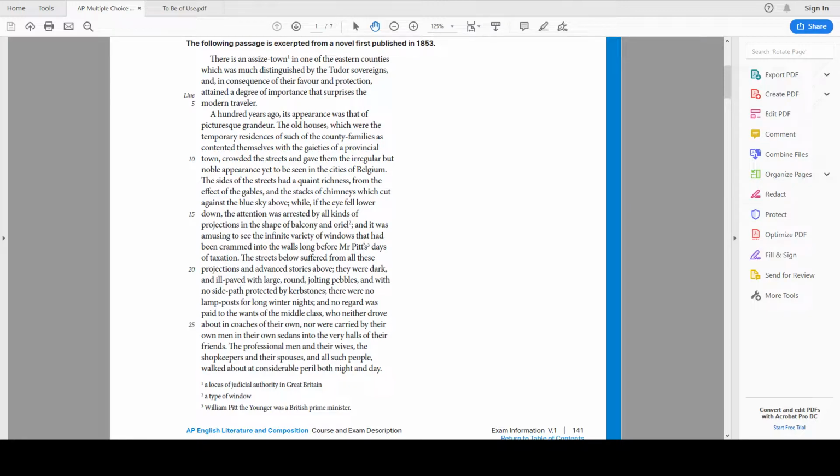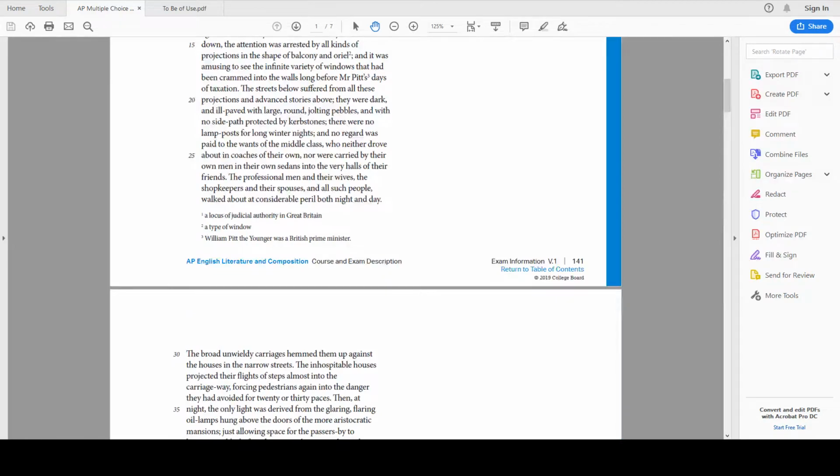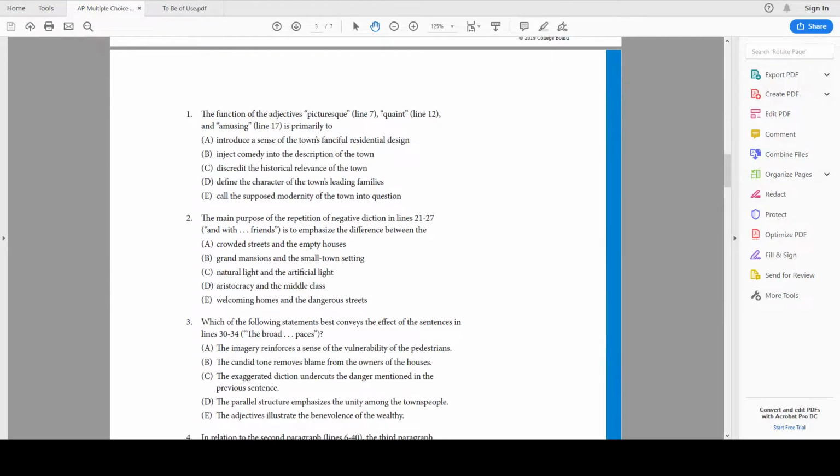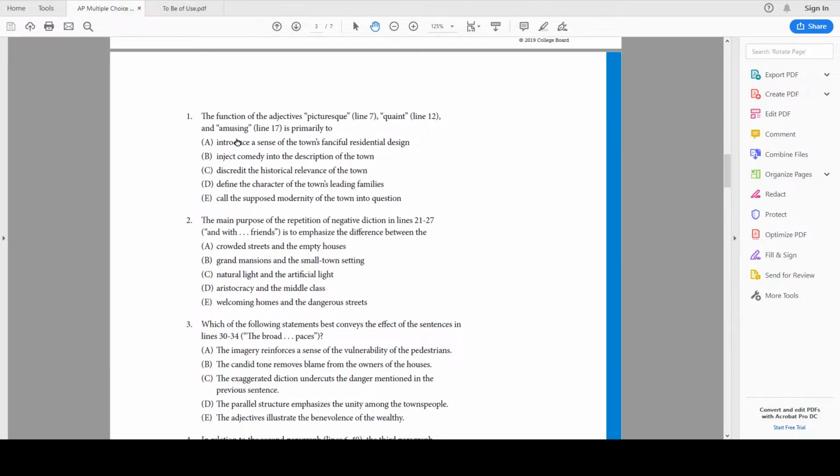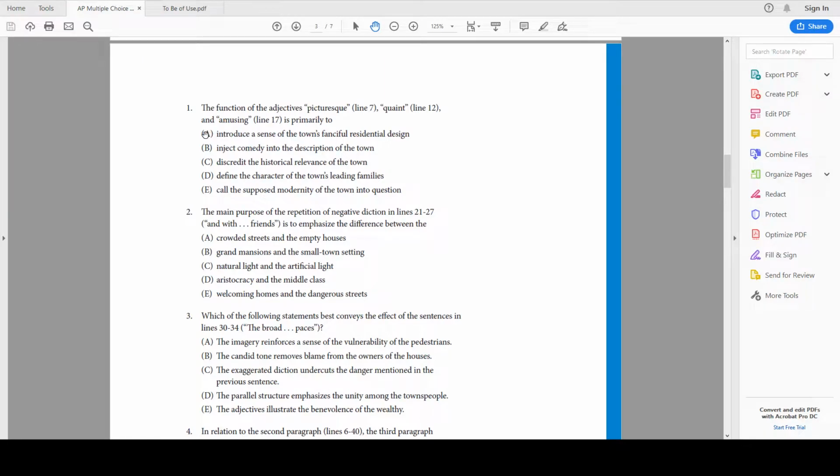Okay, so essentially what I'm thinking before I go look at the answers is these houses seem to be described as kind of nice. Which answers match that? All right, the function is to A, introduce a sense of the town's fanciful residential design. I mean, yeah, that seems pretty good.